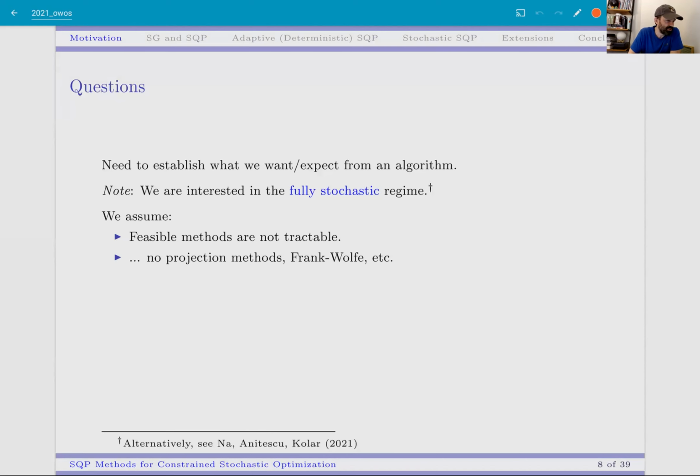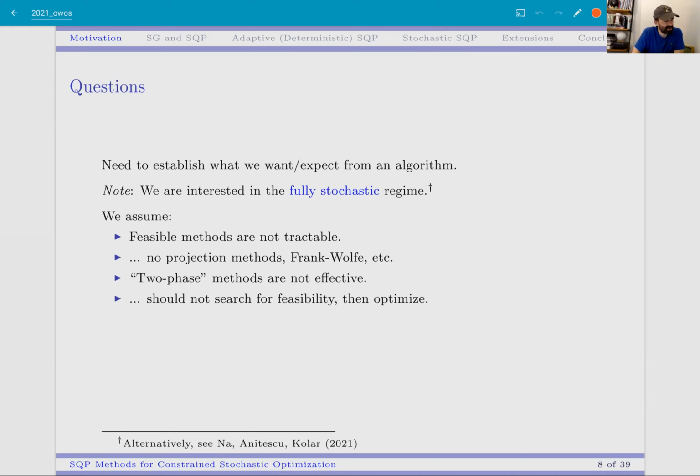We also are going to make a few assumptions. First of all, we're going to assume that feasible methods are not tractable. In particular, we're interested in problems that might have nonlinear equality constraints, for example. So we're not going to be able to use projection methods so easily. Let's assume that the constraints are not of the form where you can easily project onto them, in some kind of manifold, for example. And we're not going to be talking here about Frank-Wolfe or other kinds of feasible type methods. We're going to be talking about infeasible methods that try to satisfy the constraints throughout the optimization process.